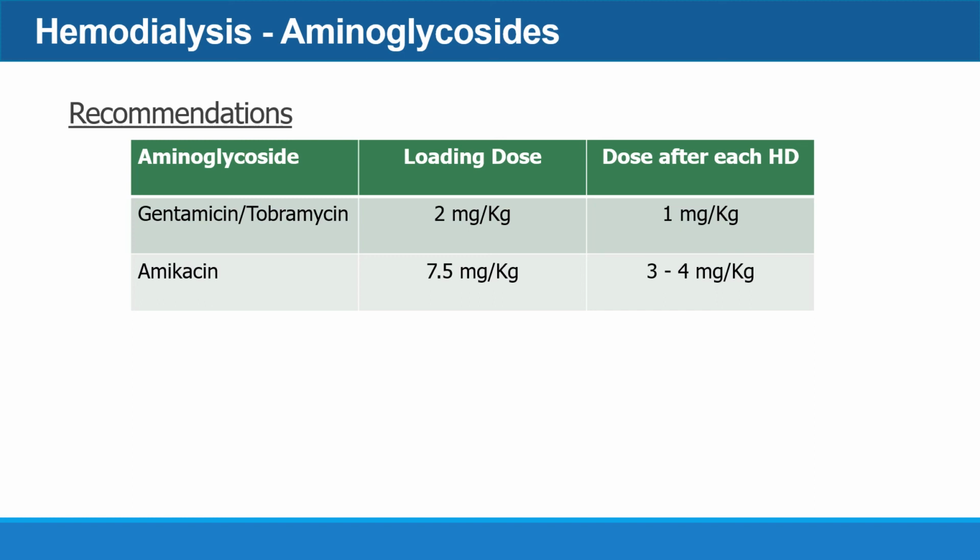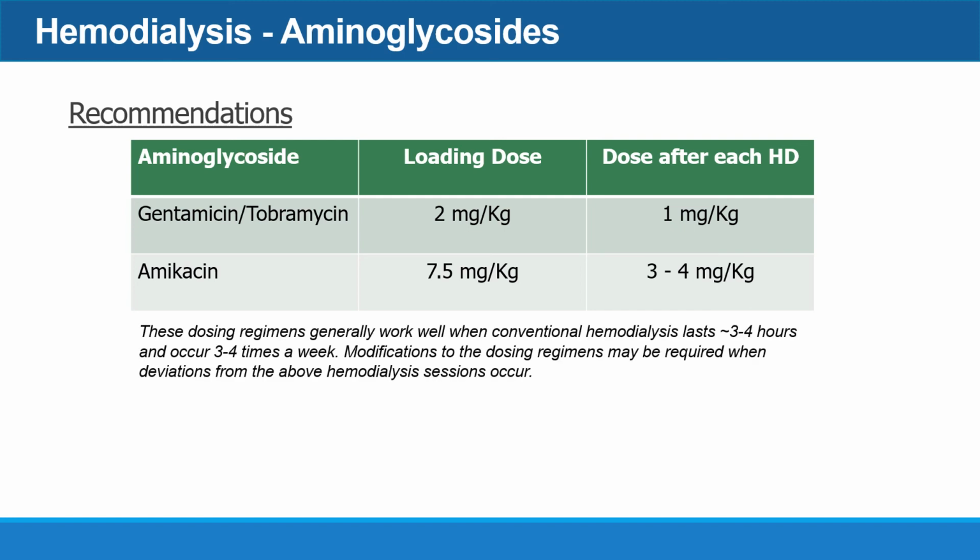For amikacin, it's 7.5 mg per kilogram as a loading dose, and then 3 to 4 mg per kilogram after each hemodialysis. These dosing regimens generally work well when the conventional dialysis lasts about 3 to 4 hours and occurs 3 to 4 times a week. Modifications to the dosing regimens could be required when deviations from the above dialysis sessions occur.